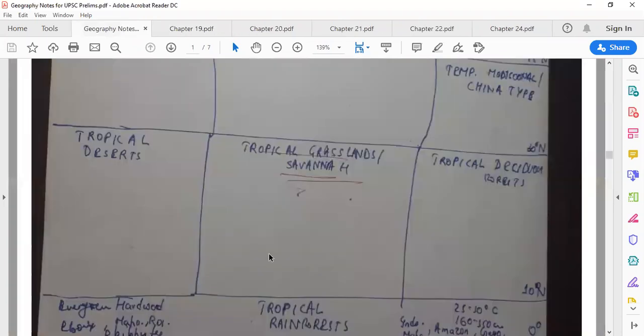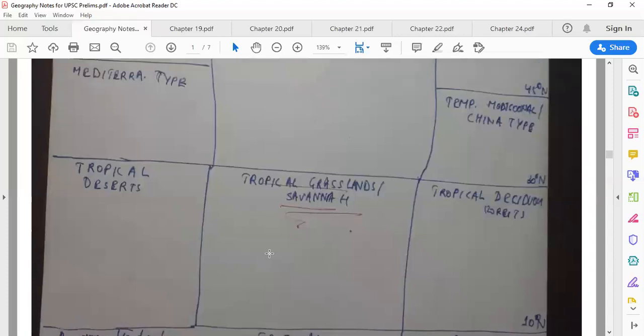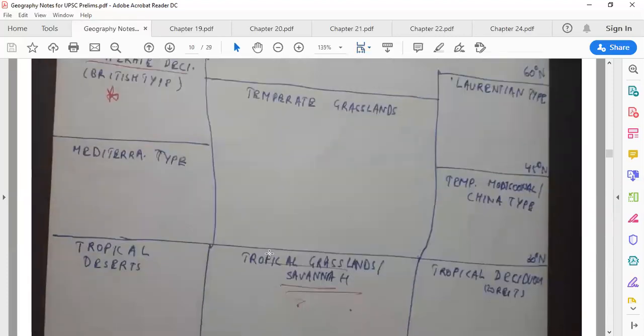So we have talked about 10 to 30 degree north and south. Let's move up in the eastern side. So again, 30 degree north to 45 degree north as well as south. You have temperate monsoon. So earlier you had tropical monsoon. Now you will be having temperate monsoon or China type of climate, right? So this area, 30 to 45 degree north and south.